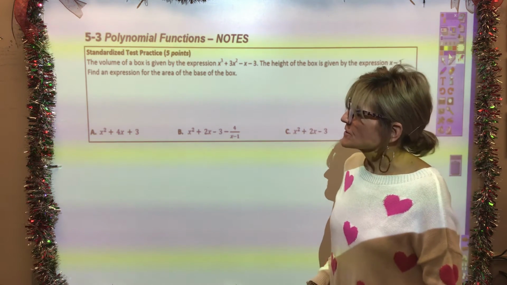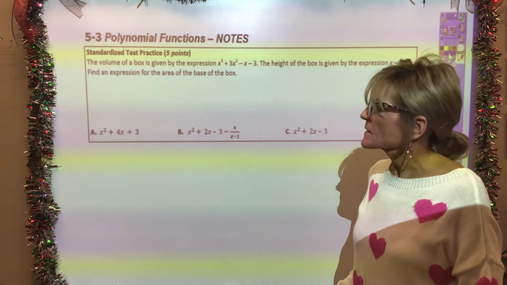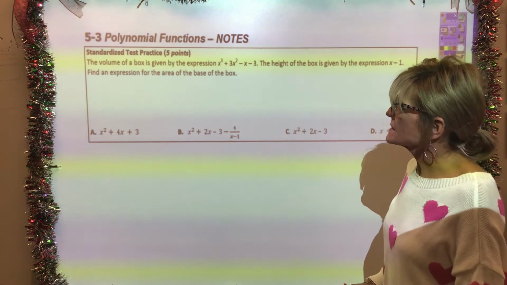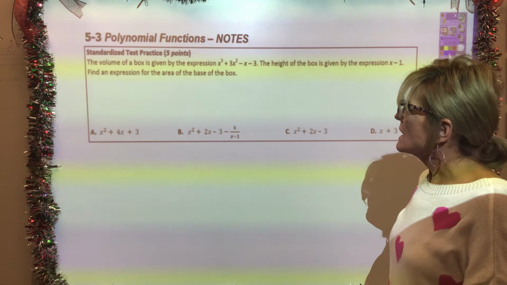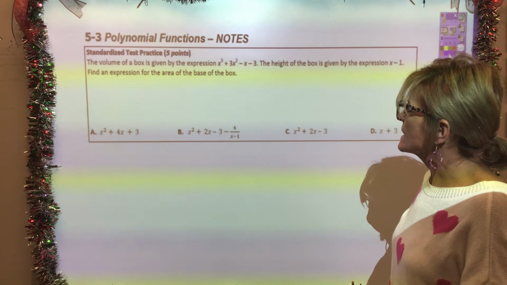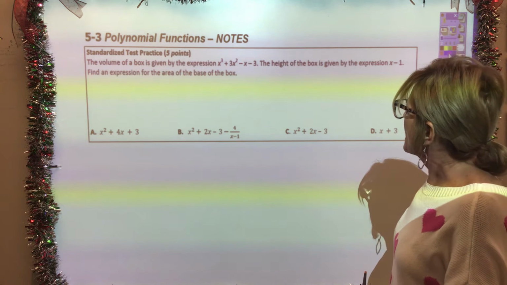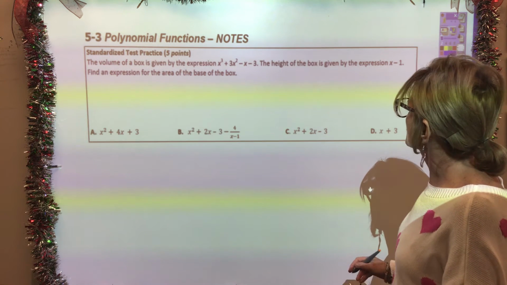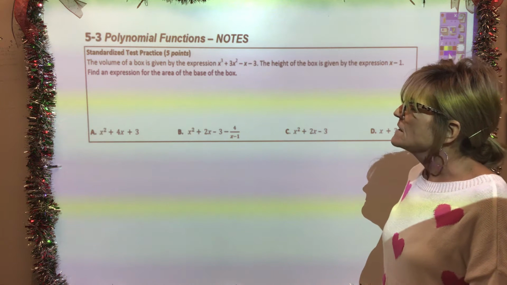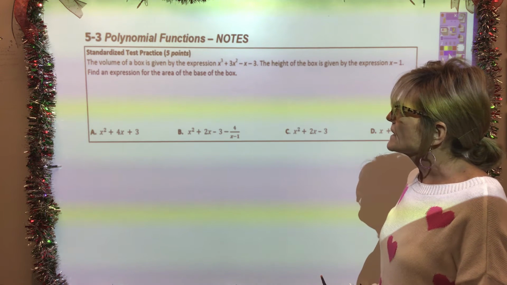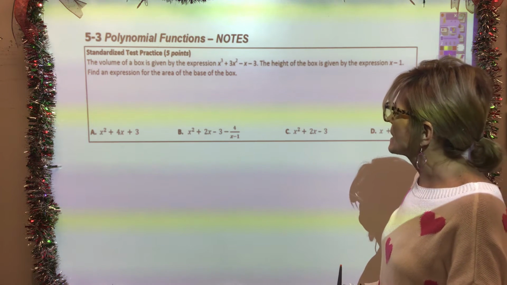We'll start with the standardized test practice problem, and it reads: the volume of a box is given by the expression x cubed plus 3x squared minus x minus 3. The height of the box is given by the expression x minus 1. Find an expression for the area of the base of the box.